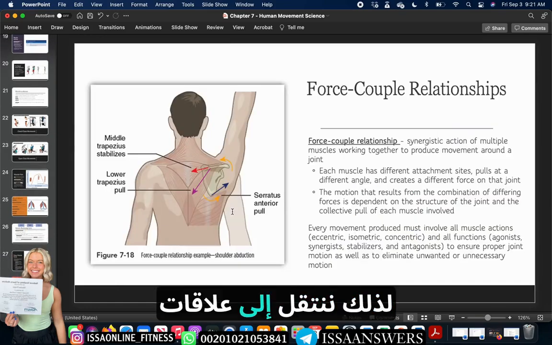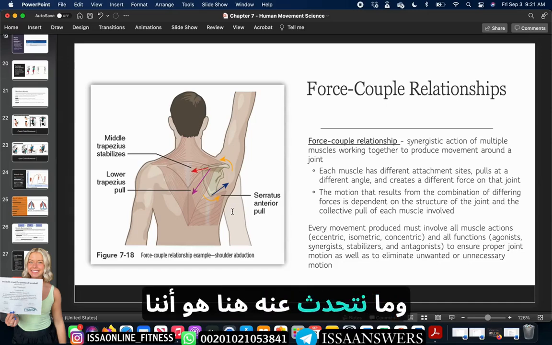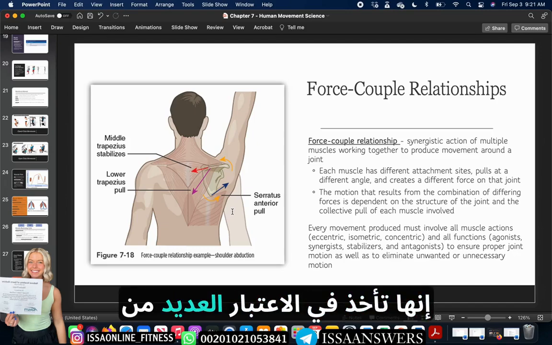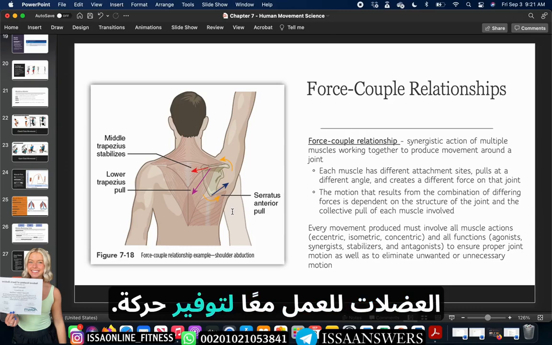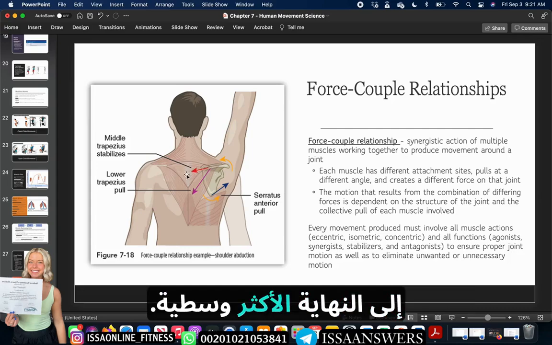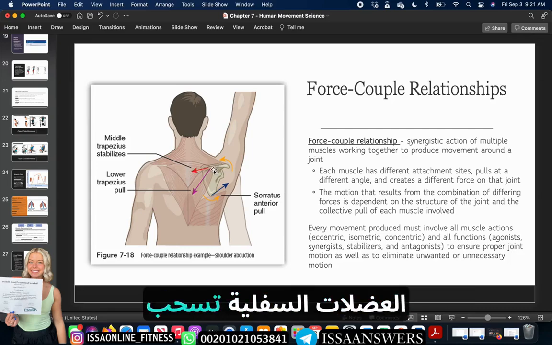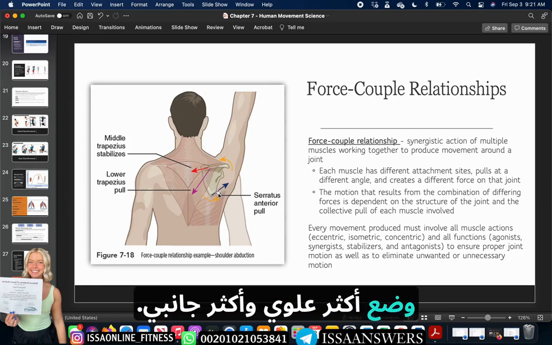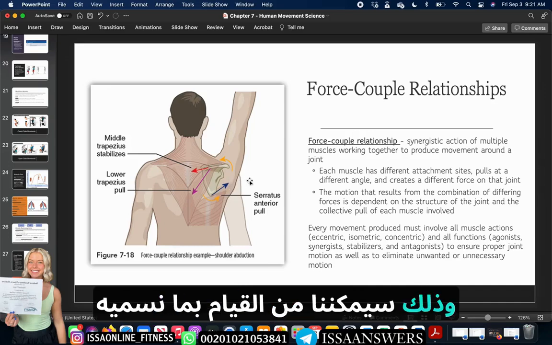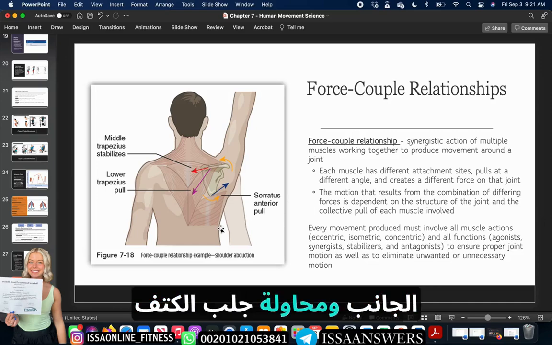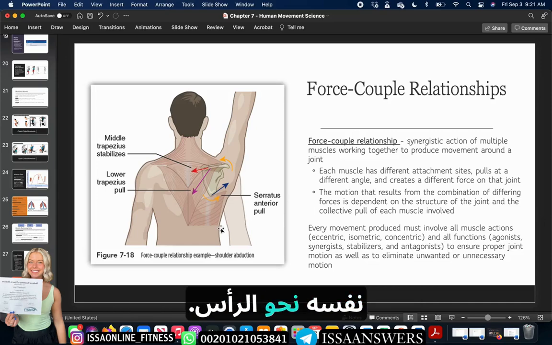So therefore, we move into our force coupling relationships, and what we talk about here is a synergistic action. It's taking into account multiple muscles working together to provide a movement. If you look here, you'll see mid traps pull to the more medial end. The lower traps pull in a more inferior position, and then the serratus moves in more of a superior, more lateral position, and that will allow us to do what we would call shoulder abduction, or lifting the shoulder up to the side and trying to bring the shoulder itself toward the head.